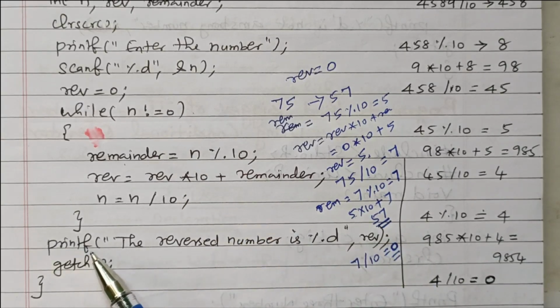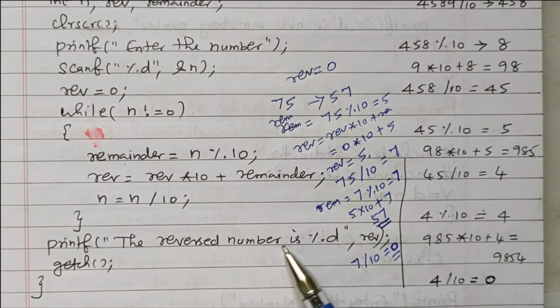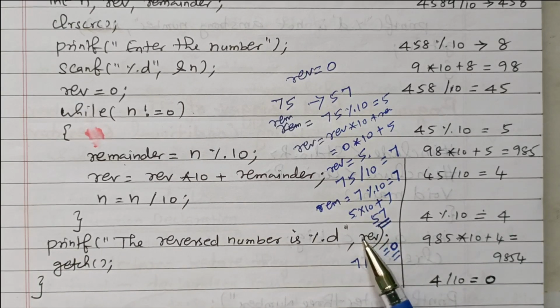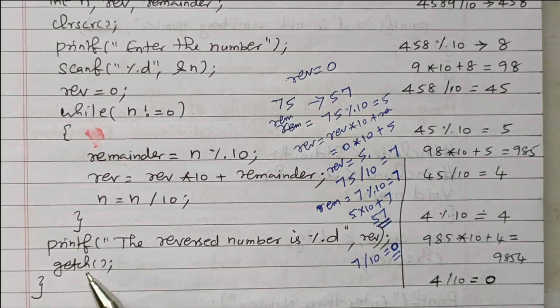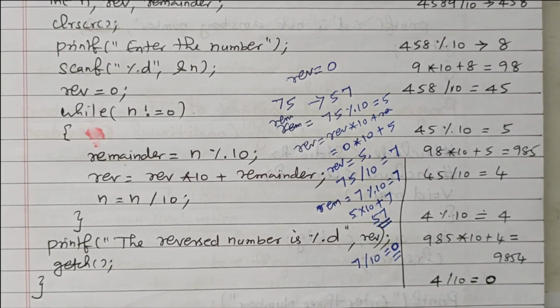So the answer will be printed: the reversed number is percentage d, rev. The answer is available in reverse. After getch, we can close the program. So in this program, we discussed how to reverse a number using a C program.